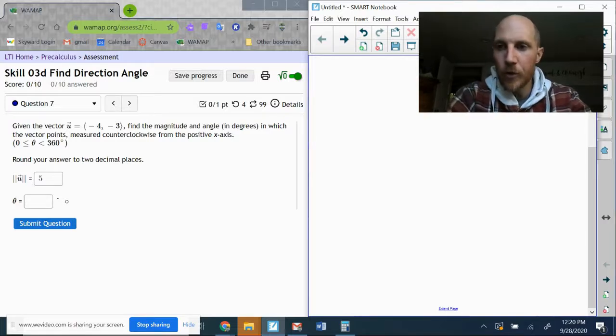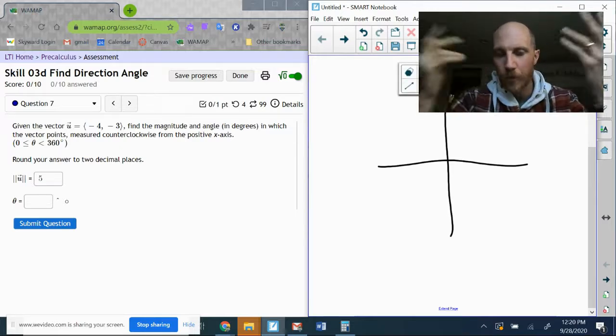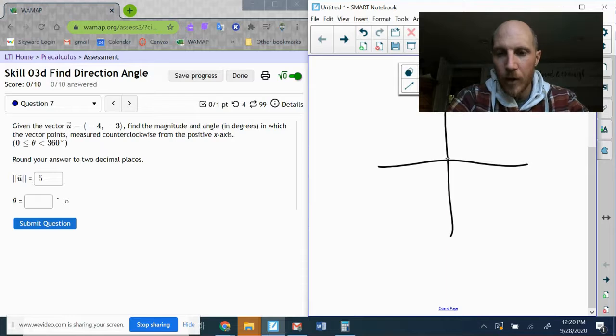Okay, so I'm going to draw a graph. It doesn't even have to be a good graph. Here's my x and y axis. And then I'm going to draw a picture of my vector. This just helps me to visualize. So -4, -3. Start at the middle. I'm going to go 1, 2, 3, 4 over, 1, 2, 3 down. Just so I know where I'm drawing to, we'll put a dot. So this is -4. This one is -3.